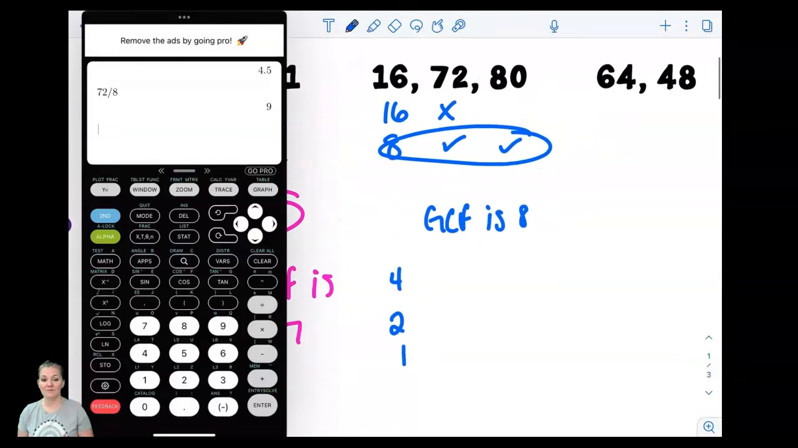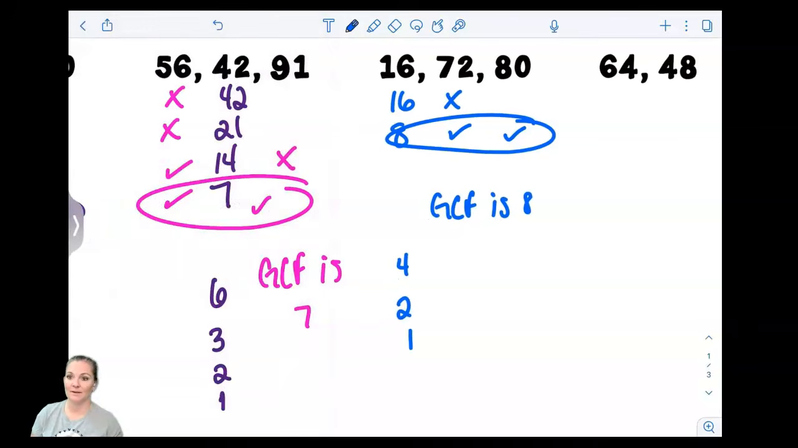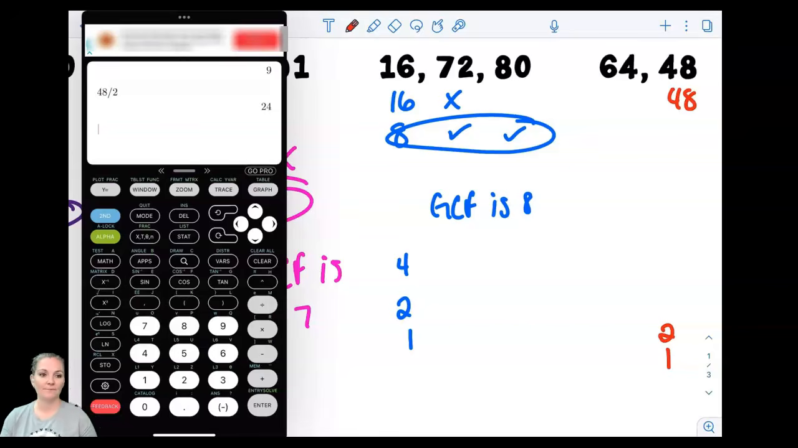Last one for GCF of just numbers. I haven't looked at 48 yet. 48 is the number that I need to see. So 48, that is 48 and 1. That is 2 and 24. 3 will not, 3 and 16, 4 and 12, 5 will not go into 48, 6 will go into 48, that is 6 and 8, and the only number that's in between there is 7, and 7 won't work.